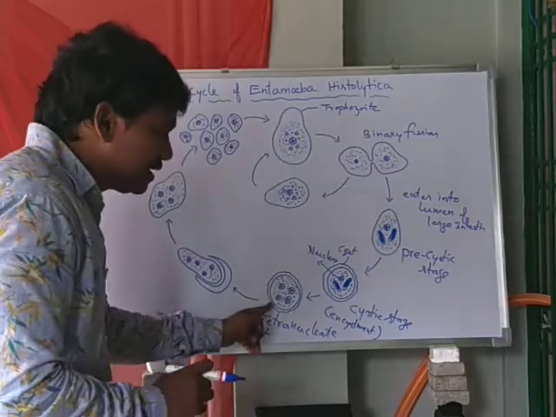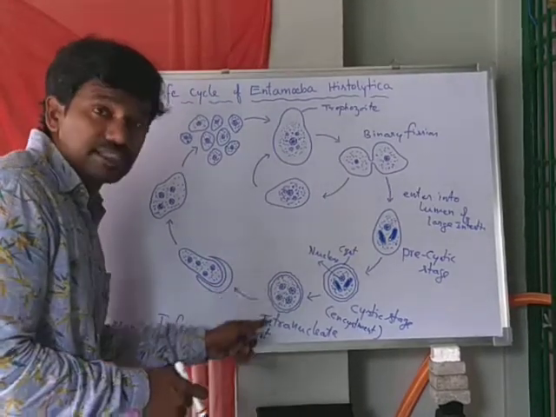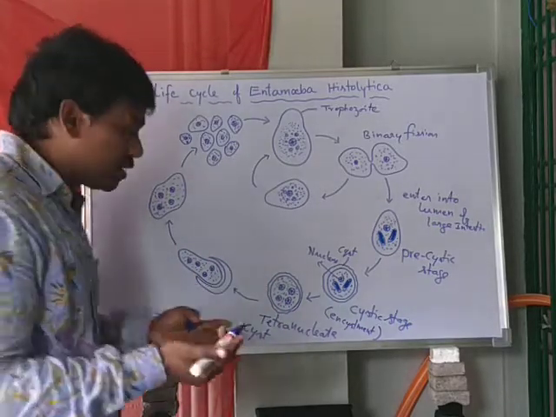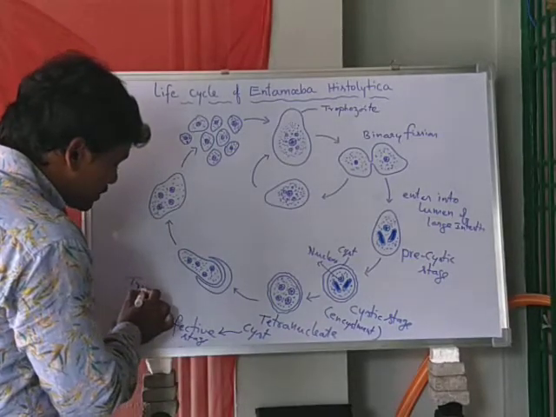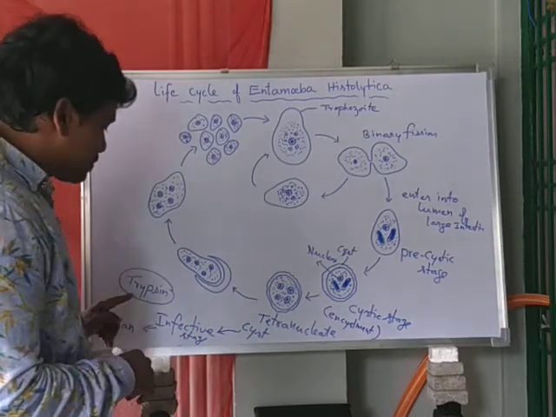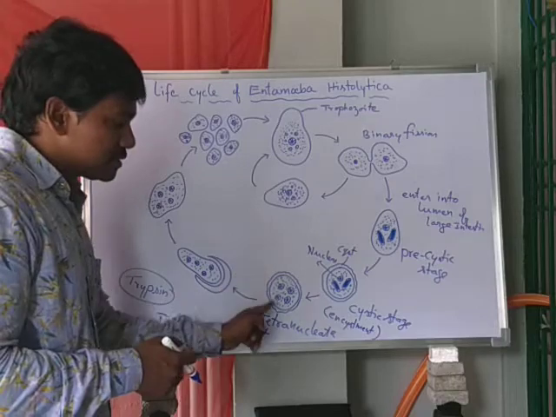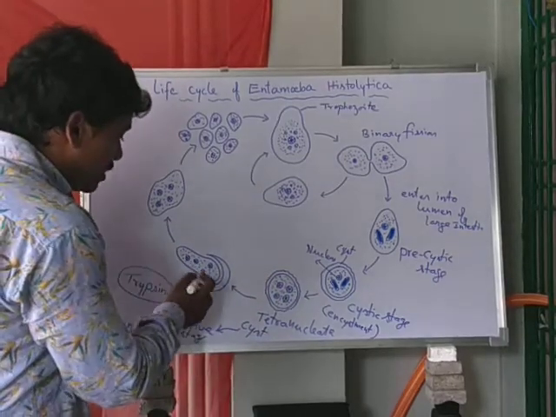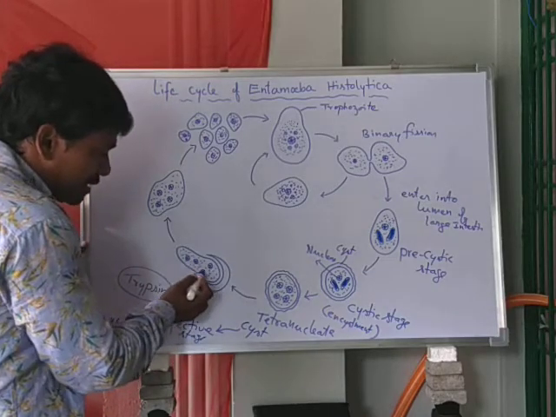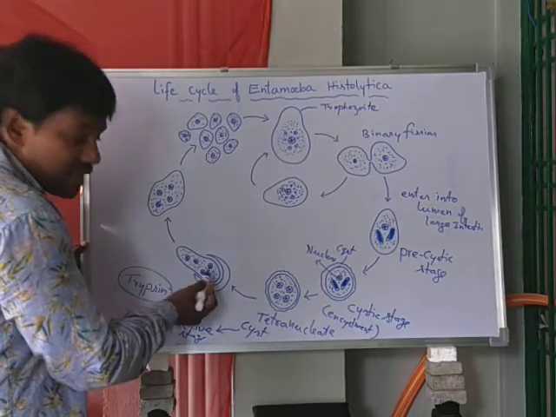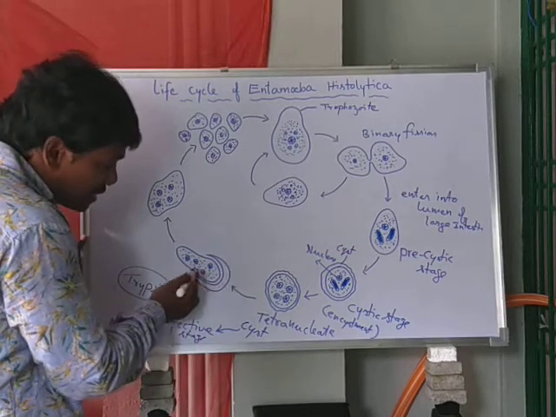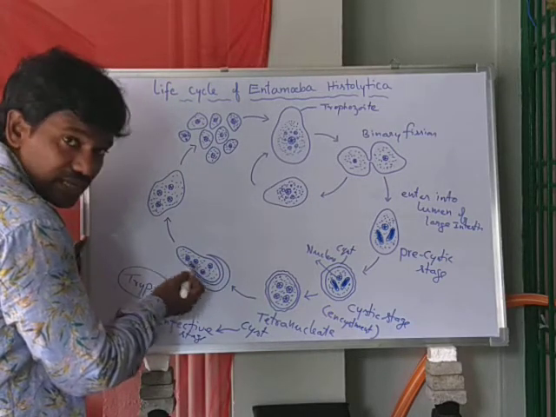When it enters our small intestine, the cyst may get dissolved by the action of the enzyme called trypsin. Trypsin is the host enzyme. So trypsin dissolves the cyst. Now when the cyst gets ruptured, the tetranucleate stage comes out from the cyst. Here we see the diagram. This is the cyst; when it is ruptured, the tetranucleate stage comes out.